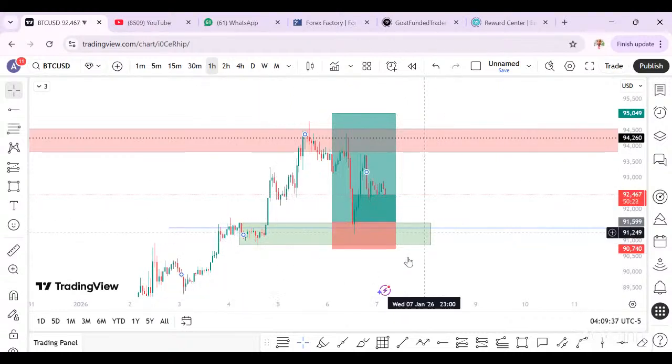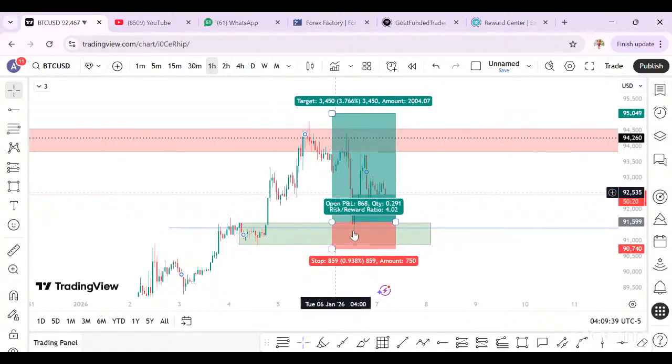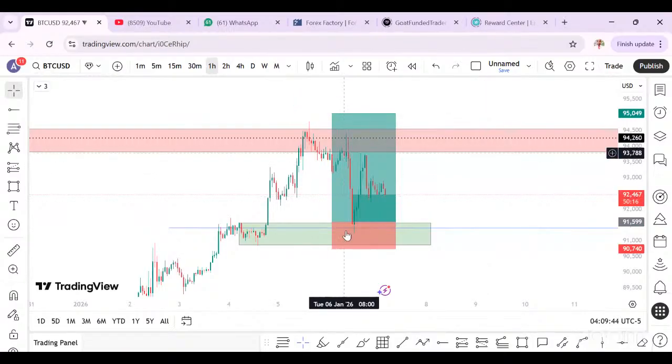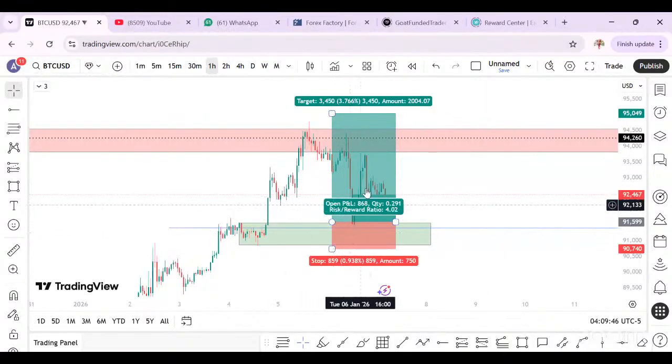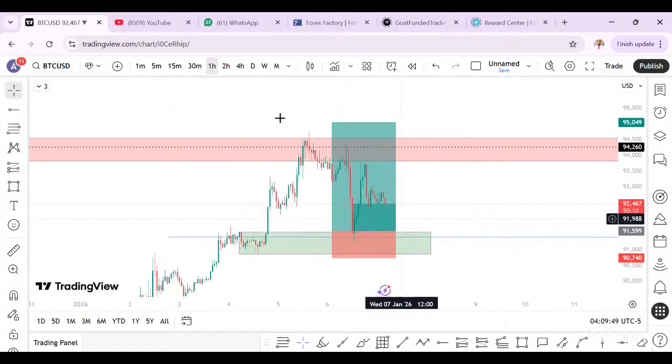I saw a displacement, that's okay. This is a zone that I just said, okay, let me set a pending order. And I discovered that later in the night, it activated and even traded to this high. Now you can see.